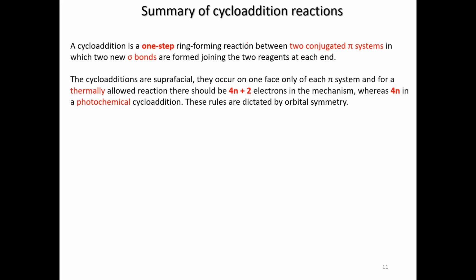We saw two different types, thermally induced and photochemically induced. The thermal one should be a 4n+2, whereas the photochemical one should be 4n to work well. If you do molecular orbital exercises, you can prove this with the molecular orbitals as well. You will see why this one is true.